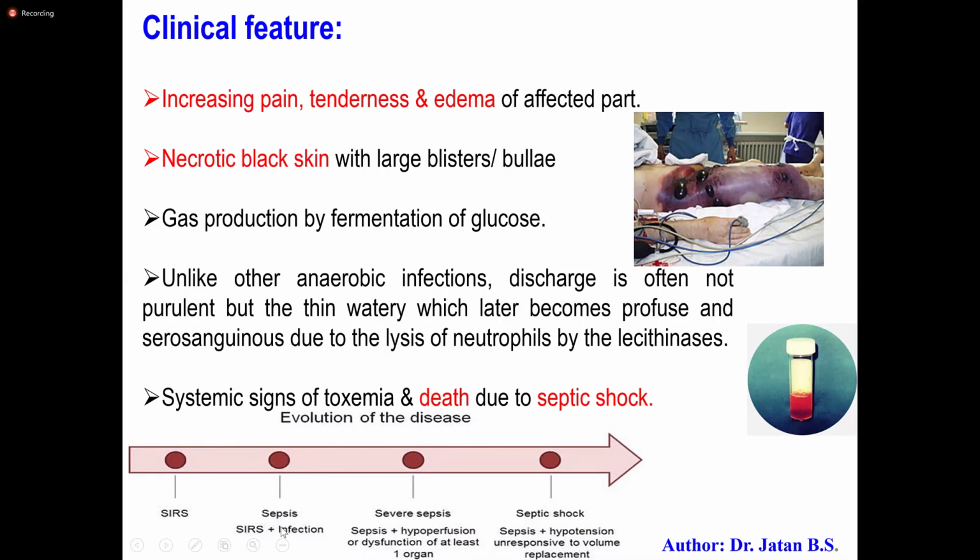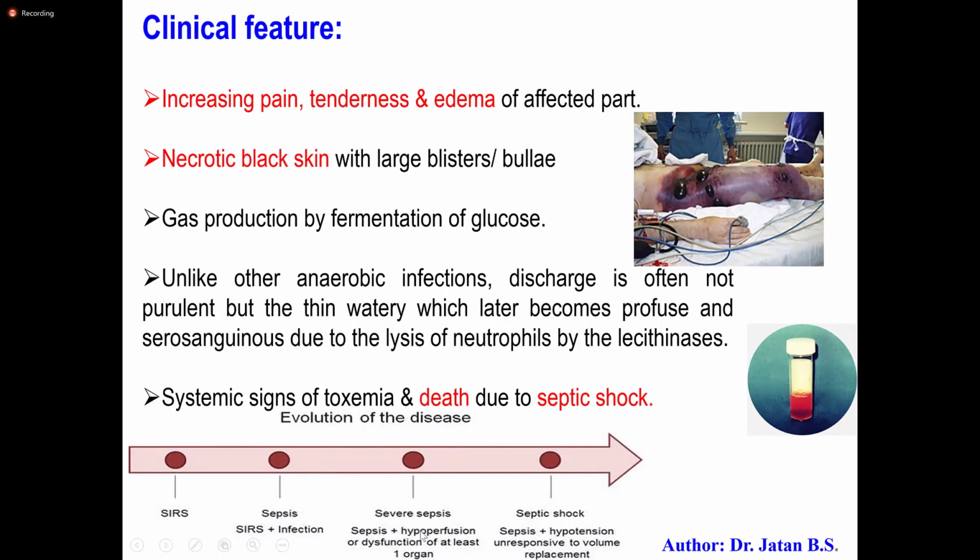Now this sepsis will further worsen. That is called severe sepsis. There is sepsis, and along with sepsis there will be hypoperfusion. Our vital organs like the heart, brain, kidney, and liver might get less perfusion of blood.